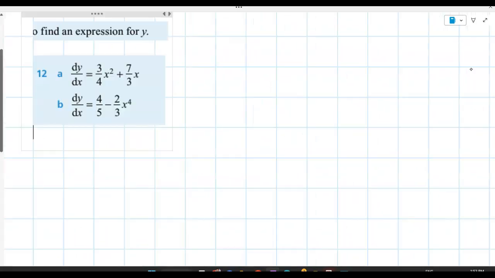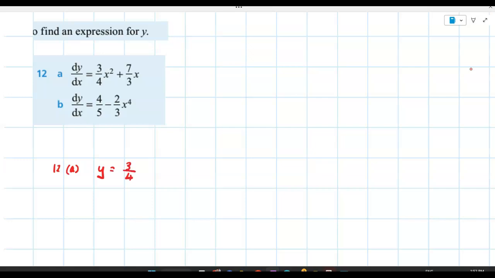Like this. Find an expression for y. So what will y be? Keep 3 upon 4 as it is. What is the integral of x squared? x cube upon 3. Plus 7 over 3 times x squared upon 2.